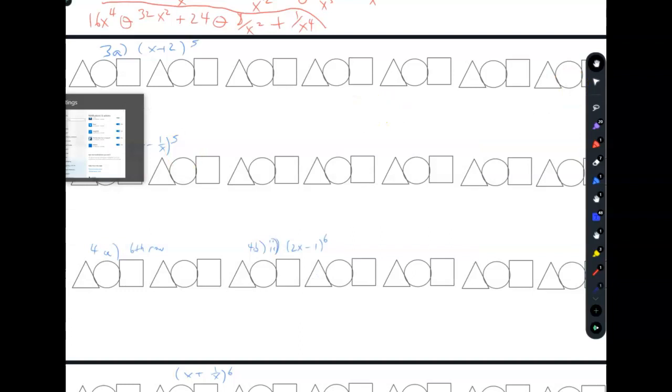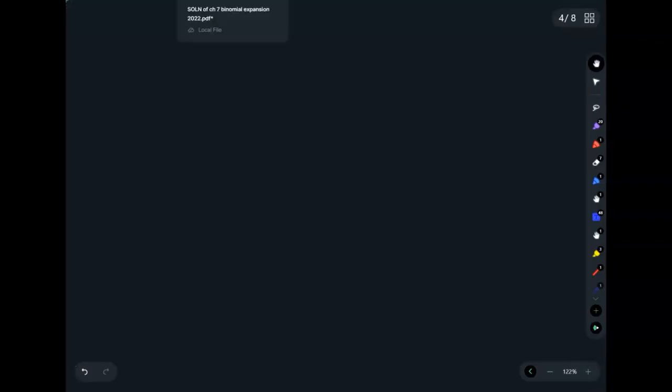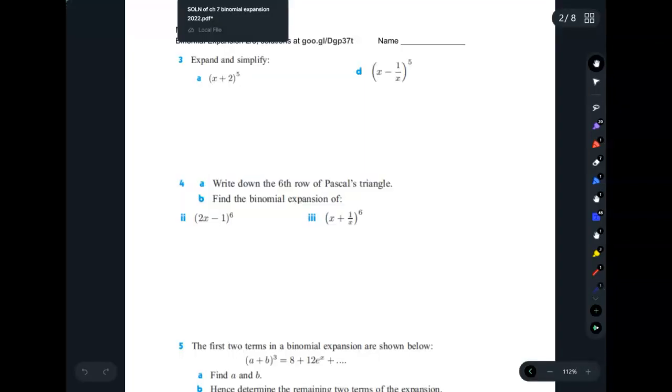Okay, so this is page 2 of binomial expansion. Let's just take a look at what page 2 looks like. Now we're going to do the 5th power, we're going to do the 6th power, and then we're going to do a special problem here. Okay, so let's get on with it.